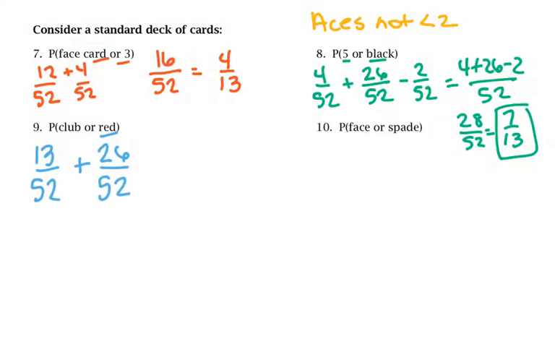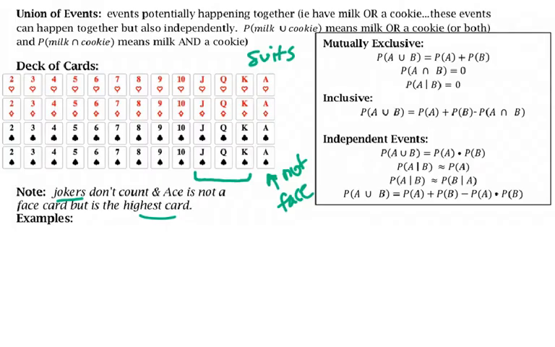Okay, the probability of getting a red card is 1/2 or 26 out of 52. And then are there any cards that are both clubs and red? And the answer to that is no. So those are mutually exclusive events. And so if you look back on the page where I had this right here, that's describing what we're doing.